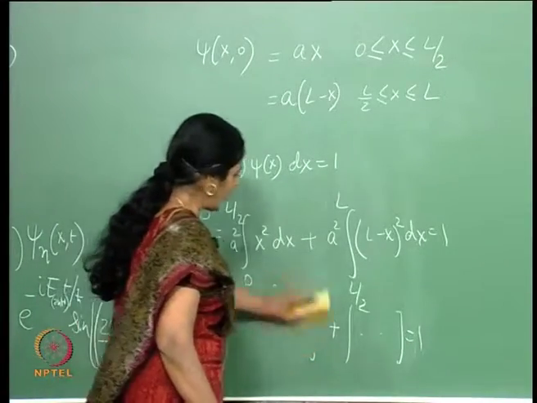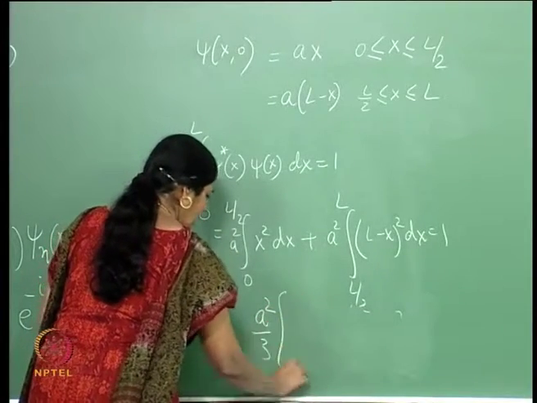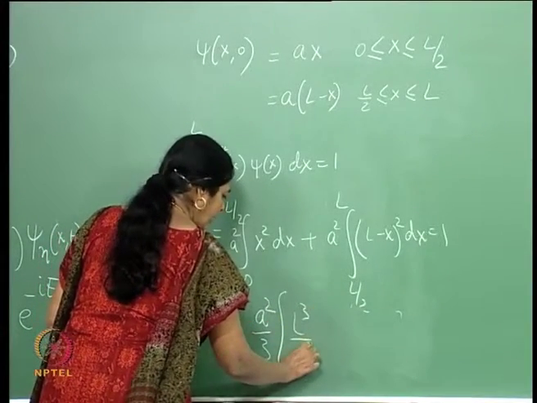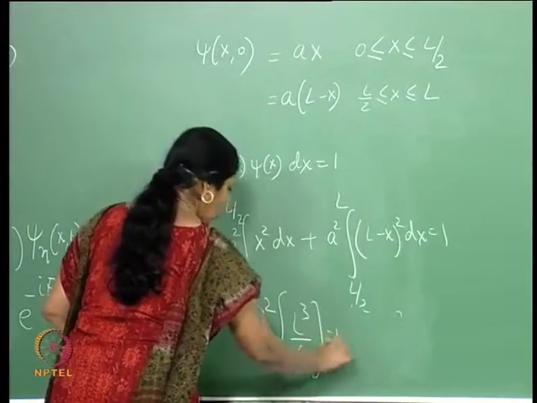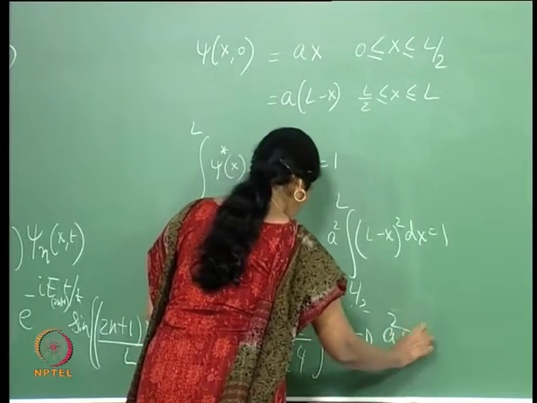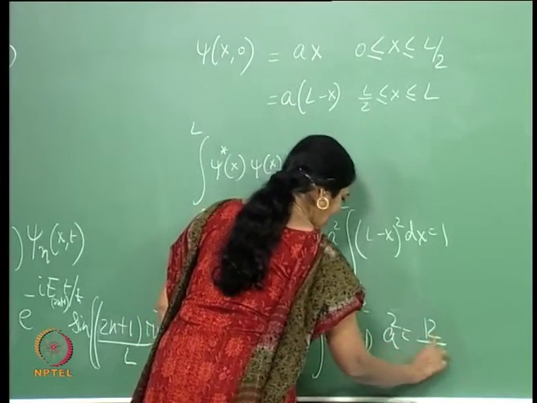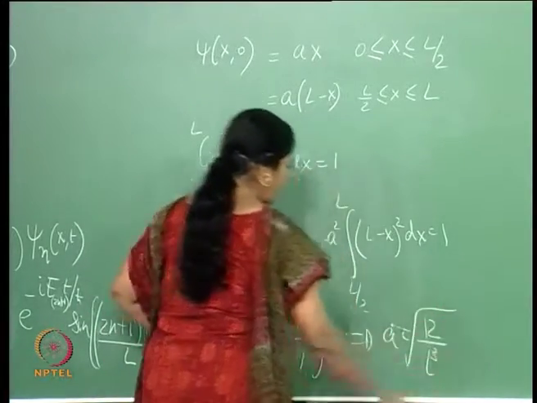A squared by 3 can be pulled out, and I have L cubed by 8 plus L cubed by 8. So, that is L cubed by 4 is 1. In other words, A squared is 12 by L cubed, and therefore, A is root of 12 by L cubed.